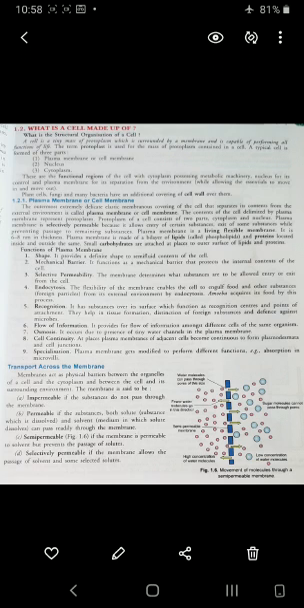Next is the difference between diffusion and osmosis. Diffusion is the movement of substances from an area of higher concentration to an area of lower concentration, but osmosis is the movement of water from an area of higher concentration to a lower concentration. Diffusion can take place in solids, liquids and gases, but osmosis takes place only in a liquid medium. Diffusion does not involve any semi-permeable membrane, but in osmosis a semi-permeable membrane is required.